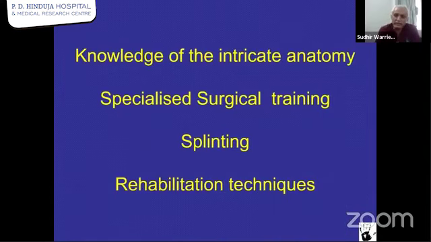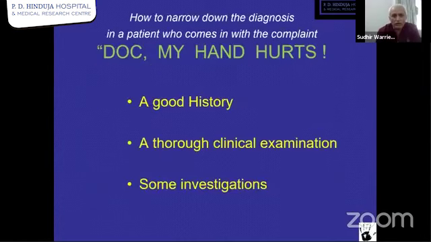So the hand surgeon is expected to have an intricate knowledge of the anatomy in the region, to have specialized surgical training, know a lot about splinting and rehabilitation techniques, etc. And what are the common things that come to a hand surgeon or into the clinic? Well, mostly they come and tell you that, doc, my hand hurts.